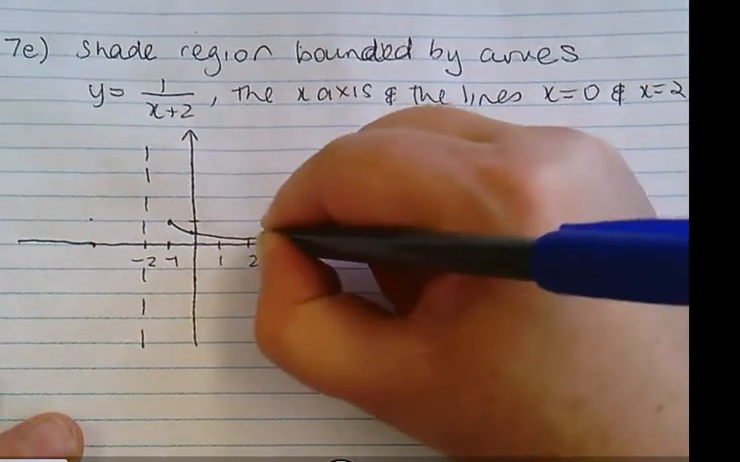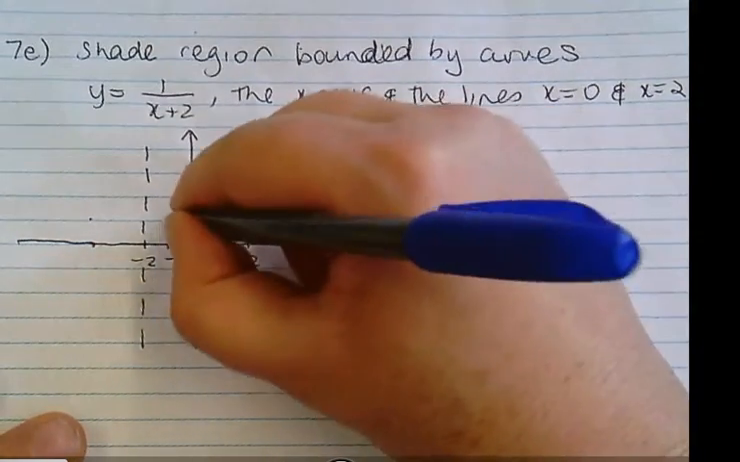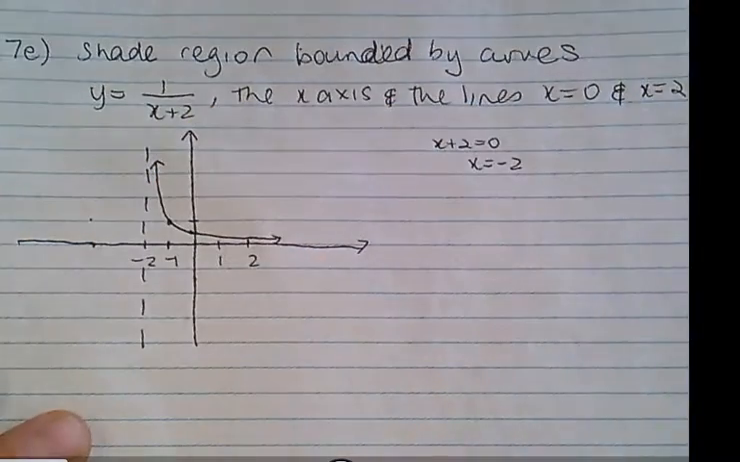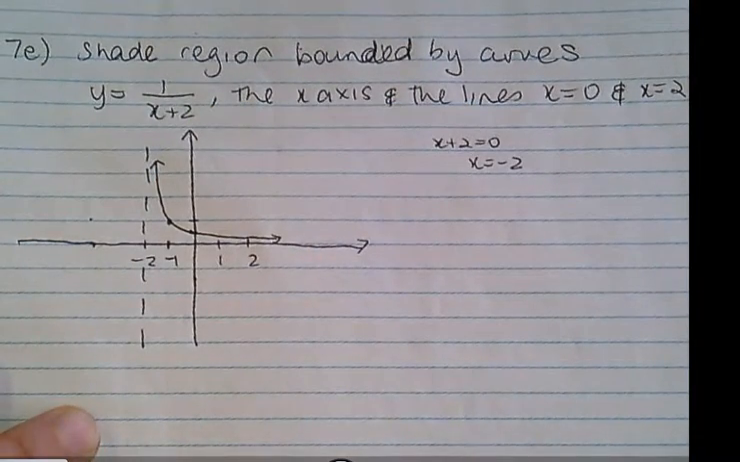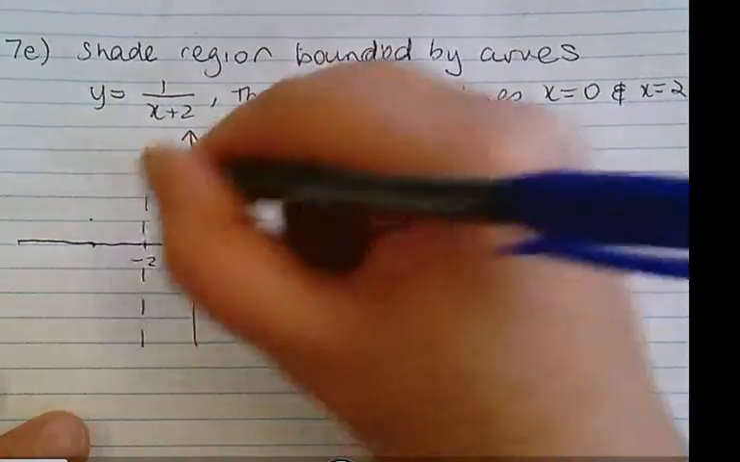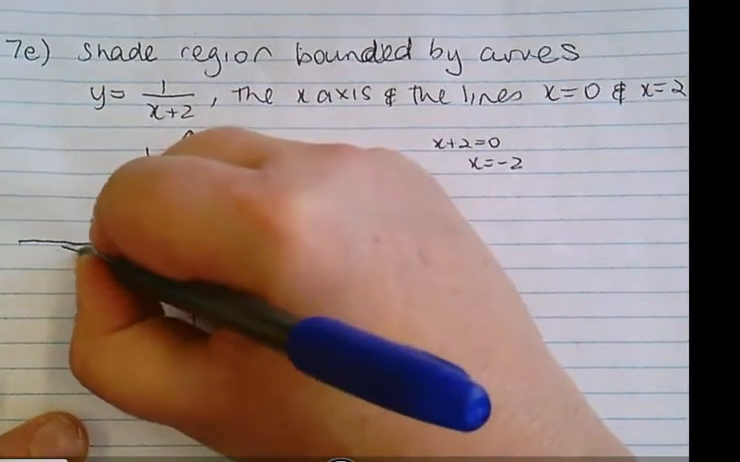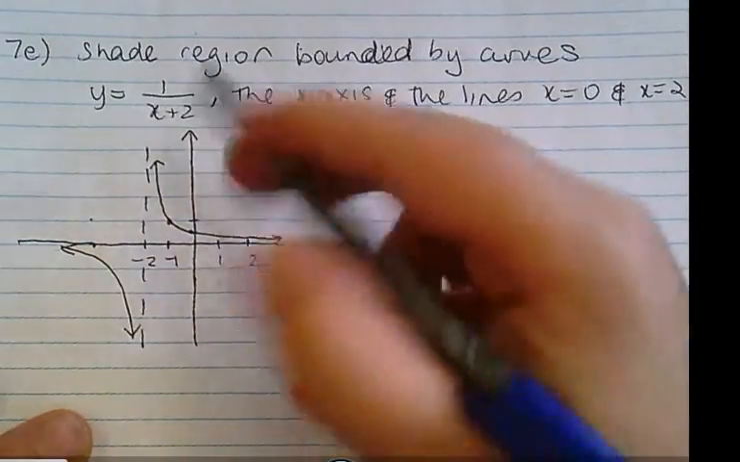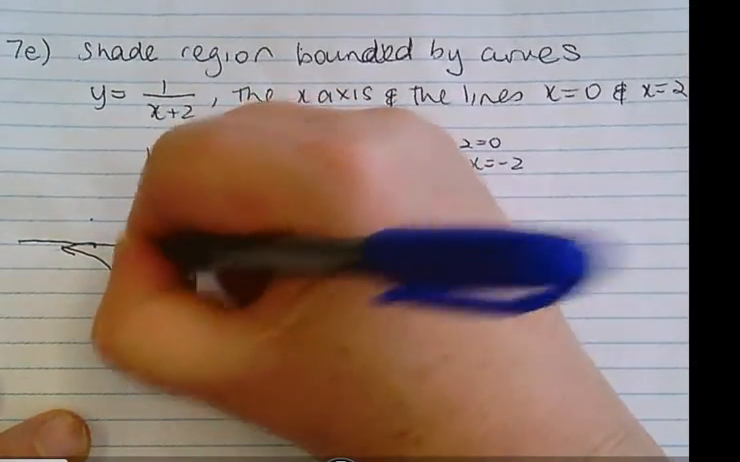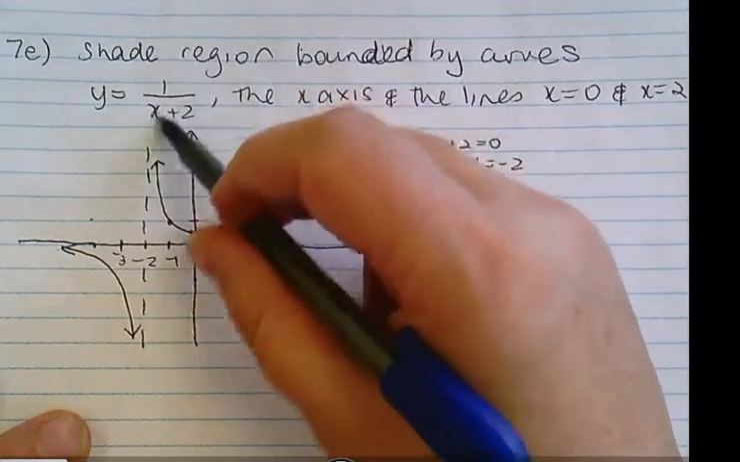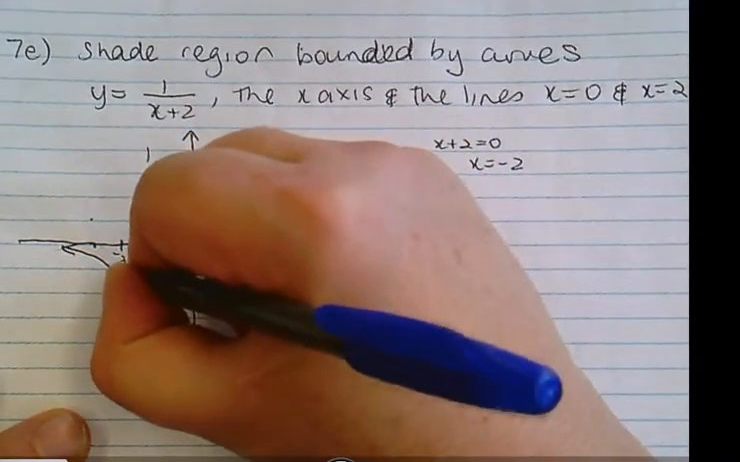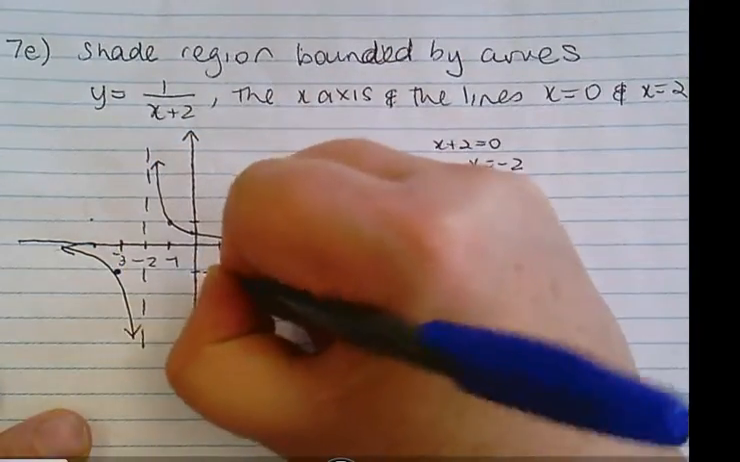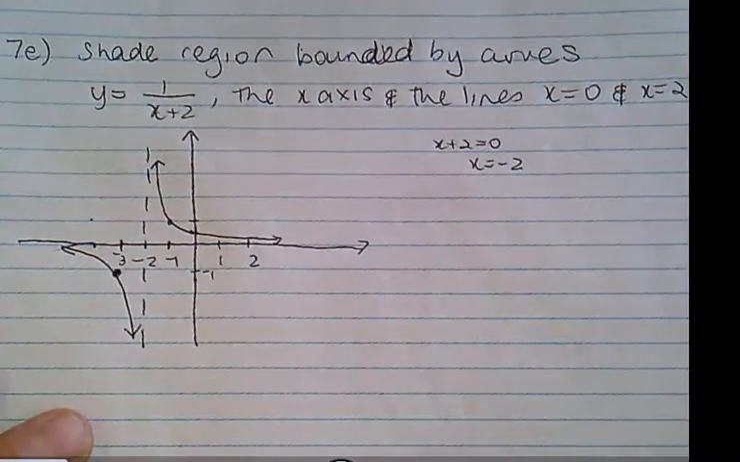It looks like this. And this will go up like that. Okay? Now, I can draw down, the other bit will be down here as well. Okay, now I can stick a point here. Say when x is negative 3, it's 1 over negative 1, it's negative 1. Negative 3, negative 1.